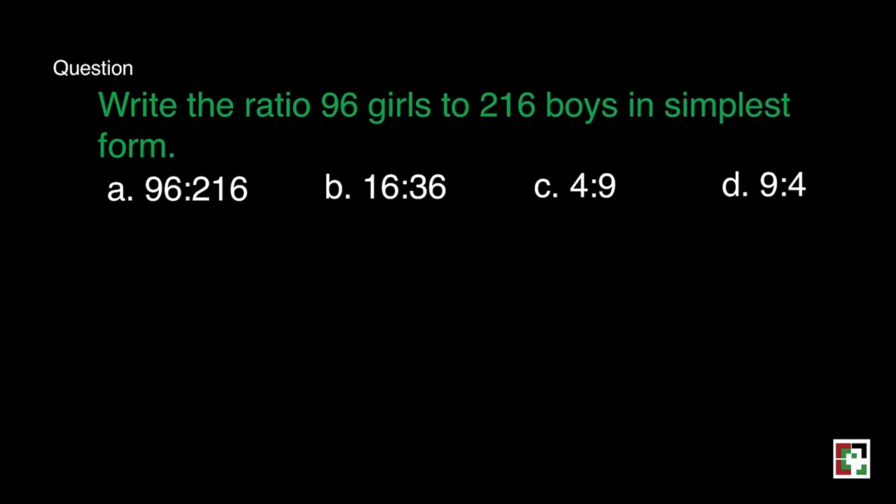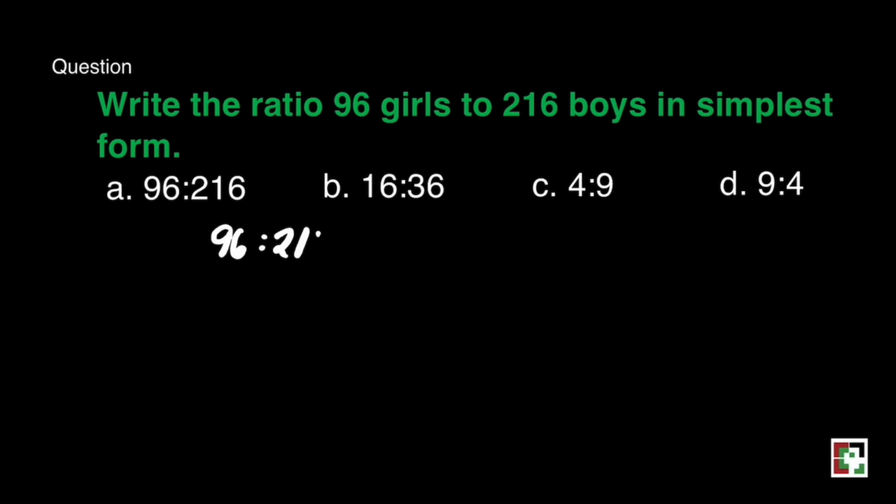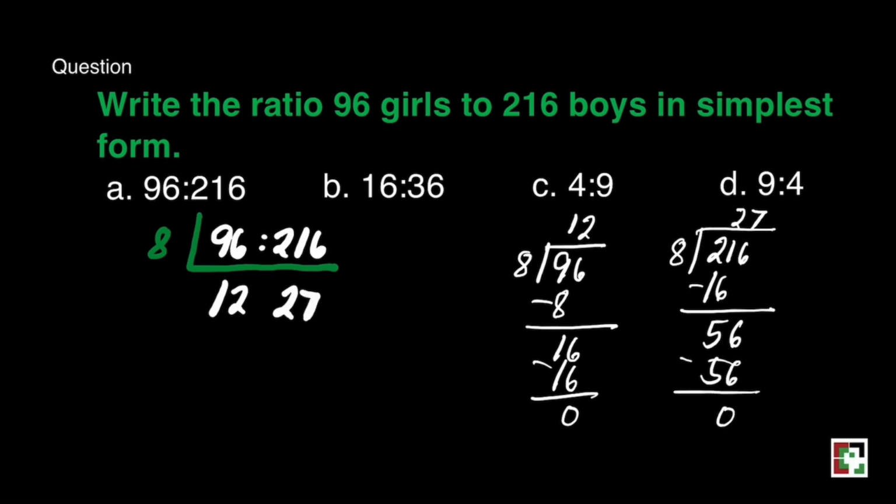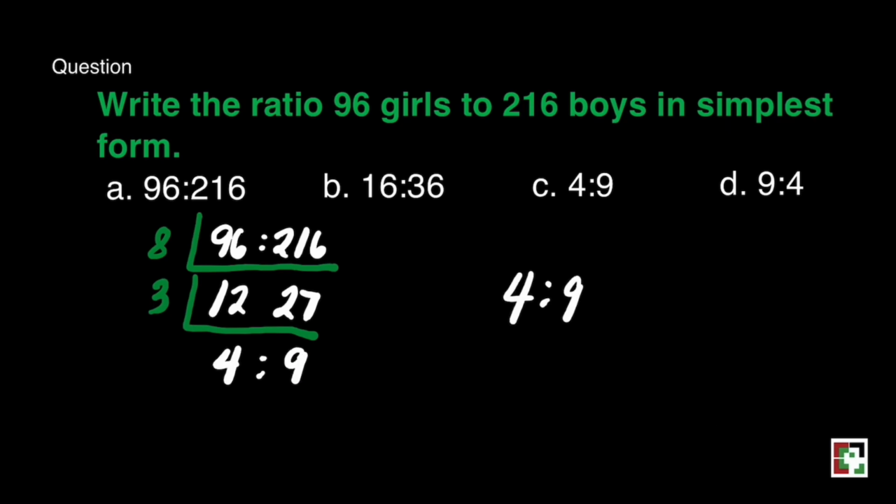Let's write 96 is to 216. What number can we divide these two numbers? Okay, let's divide it by 8. 96 divided by 8 is equal to 12. And 216 divided by 8 is equal to 27. We can still divide 12 and 27 by 3. 12 divided by 3 is equal to 4, and 27 divided by 3 is equal to 9. Our final answer is 4 is to 9. That is letter C.